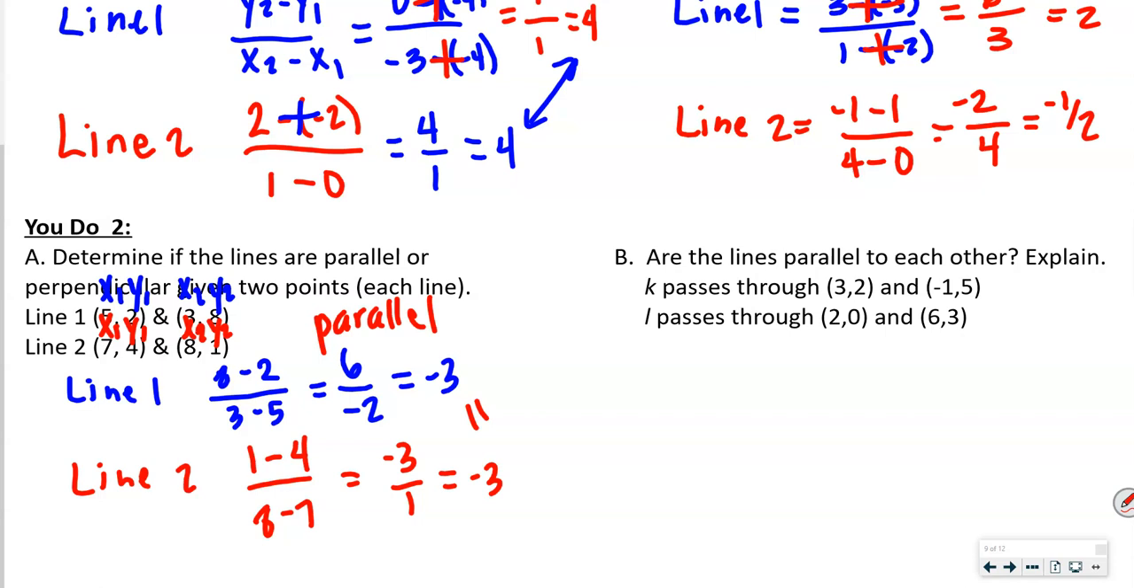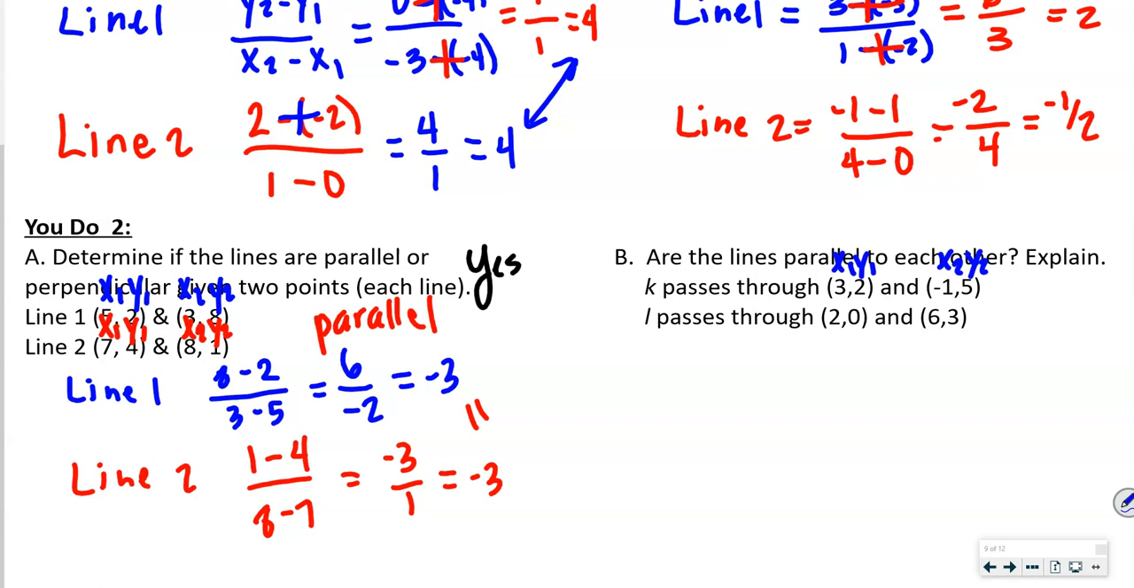Okay. Did you do the other one? If not, pause the video, do it, and come back to me. So here we go again, x1, y1, x2, y2. Oh, and by the way, the other one asks us to determine if the lines are parallel. Obviously, the answer was yes, they are parallel, right? And then we said they were parallel.